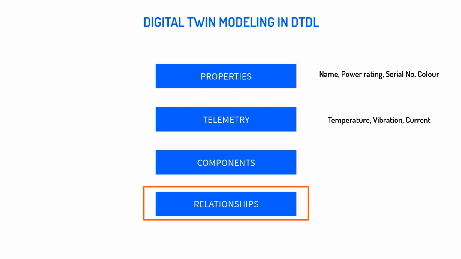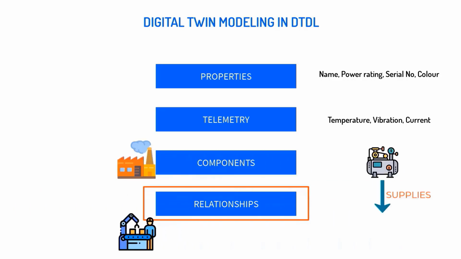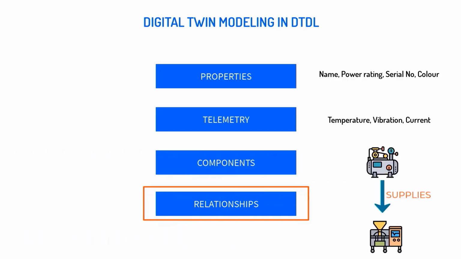And then we have relationships, which let you define how your digital twin is related to other digital twins. For example, a factory floor digital twin would be related to a production line digital twin in that it contains the production line. And an air compressor would be related to a control unit in that it supplies pressure to it, and so on.